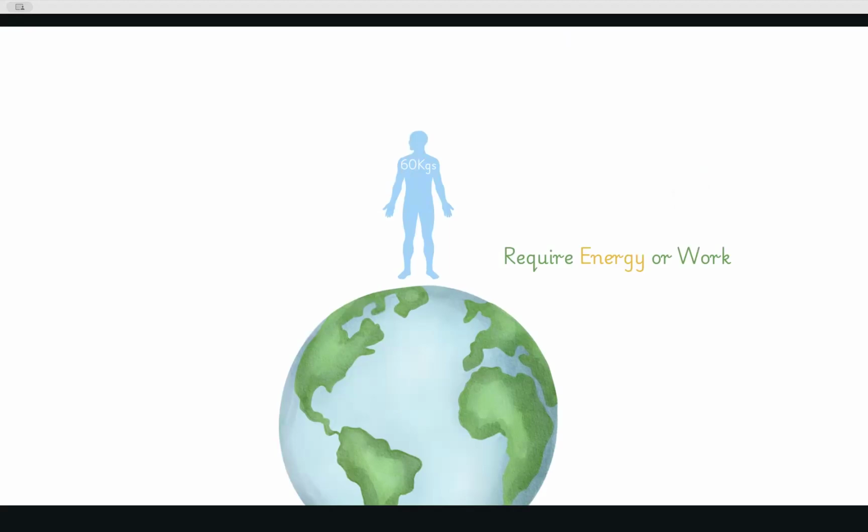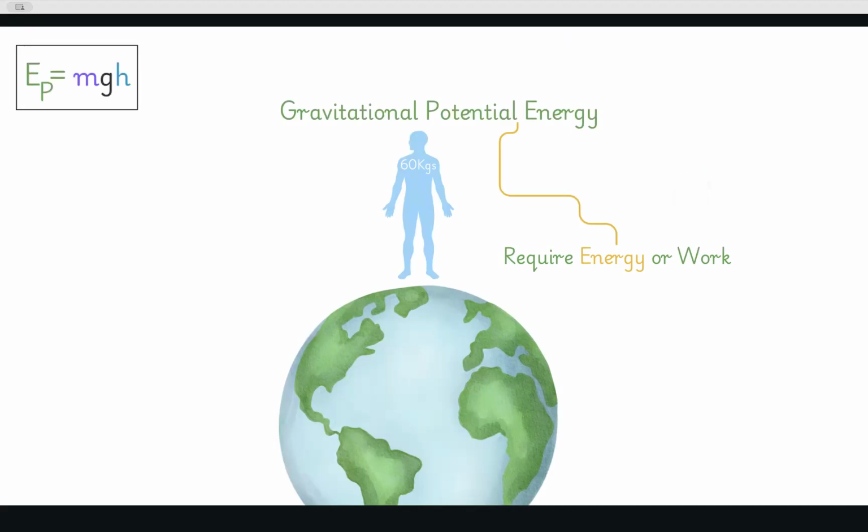Now, if we want to lift an object and overcome gravity, this is going to require work to be done. If we're lifting an object up, energy is transferred to the gravitational potential energy store. This is the energy required to raise an object to a height, so it's moving against the gravitational field strength. We write it as EP equals mgh, where m is the mass, g is the gravitational field strength, and h is the height.